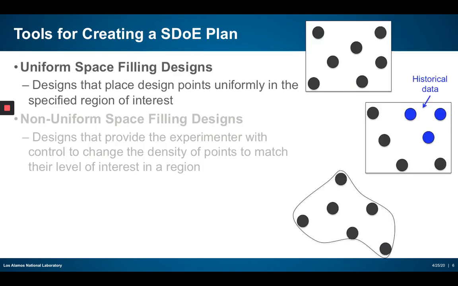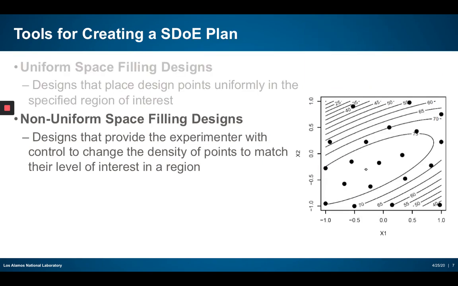So the two primary tools that are included in FOQUS at this point are uniform space filling designs, and I've given a couple of examples here. The top example is we start with a regular region and we just want to do space filling. The second example is we have some historical data, perhaps from a previous stage, and we want to build a good uniform space filling design around that. And then the last one is we have an irregular region, and that can be accommodated as well.